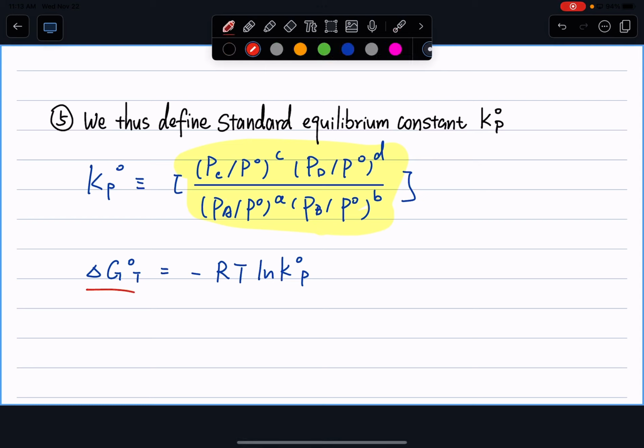And if you think about it, this delta G naught is something you can calculate using your thermodynamic table. And by knowing what the delta G naught is, you have your equilibrium constant. And your equilibrium constant consists of the partial pressure of each of the ingredients. So what that means is, as long as we know the delta G of the reaction, we have an idea about what composition my reaction mixture will have at equilibrium.